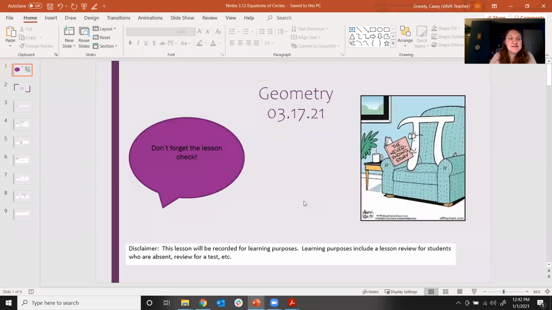Hi everyone. Today we are going to be covering lesson 312. Lesson 312 is about equations and circles. Because of writing SOLs this week, we will not be having an attendance quiz for 312 or the 310-11 lessons, but there is still a lesson check, so don't forget to do those.